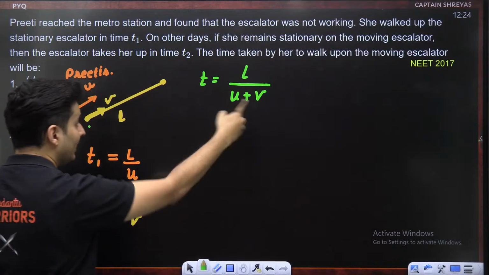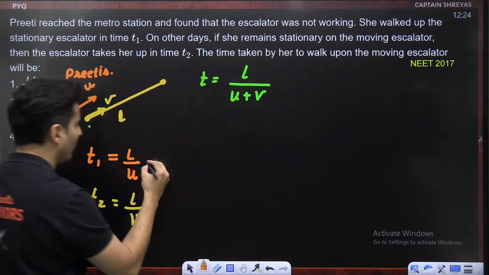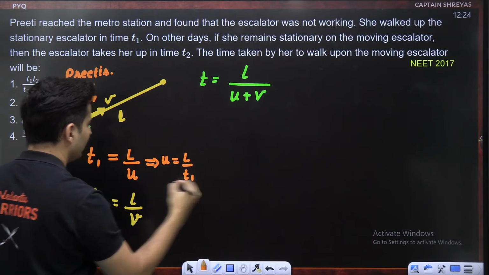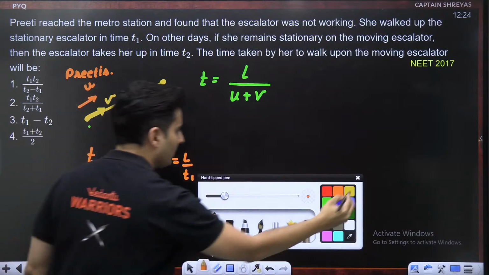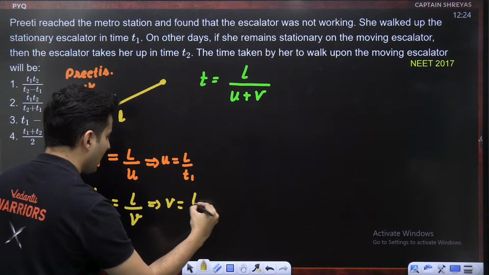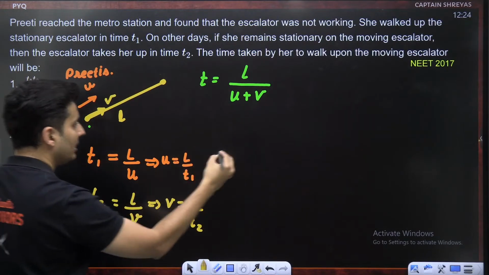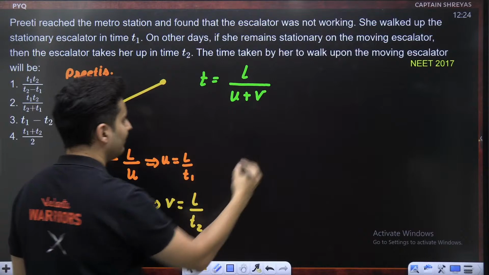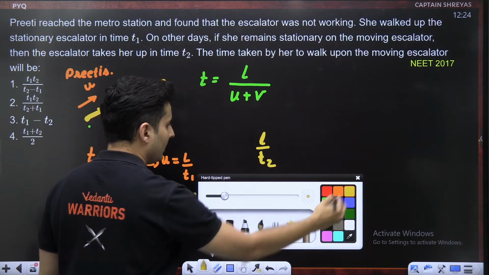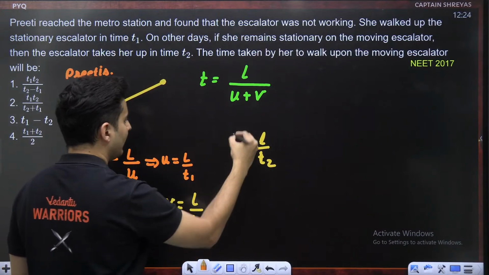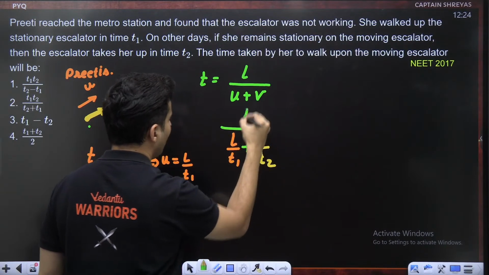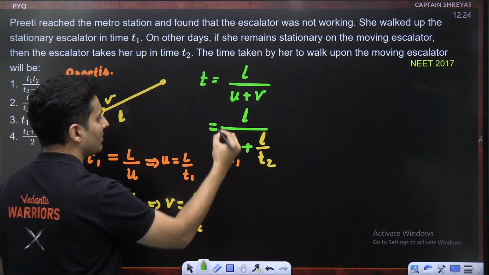Awesome. So I think we need to get rid of all these things. Let's do one thing over here. U is basically L by T1, with L on the top, T1 here. Similarly, V will become L divided by T2. So substitute it over here. Instead of V, you will put L divided by T2, and instead of U, you will put L divided by T1. Rest of the things will be as it is.